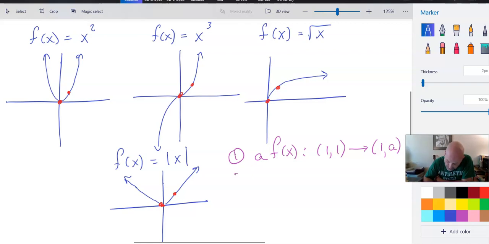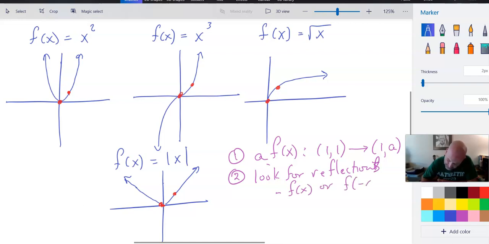2, look for reflections. Right? So that's negative f of x or f of negative x, right? And you just know which way that's going to reflect them.